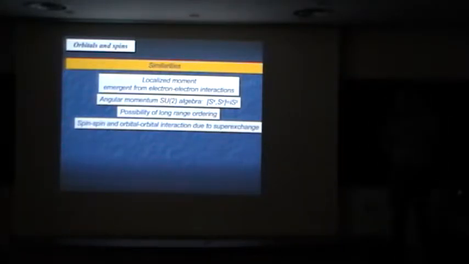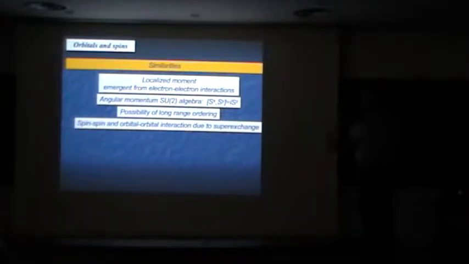Saying, in fact, that these orbital degrees of freedom are described by a two-component spinor, just like a spin 1/2. So mathematically, they're just like a spin 1/2. They have a possibility of long-range order, and as I will show later today, spin and orbital interactions are both due to superexchange.